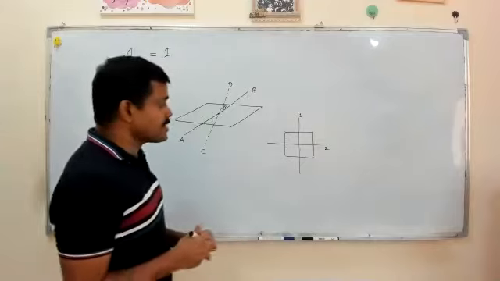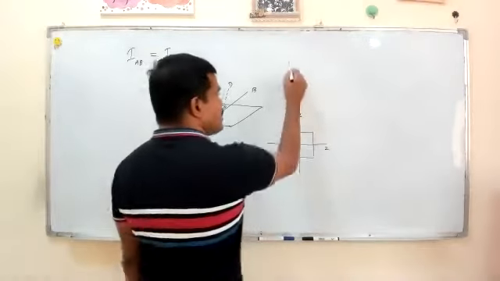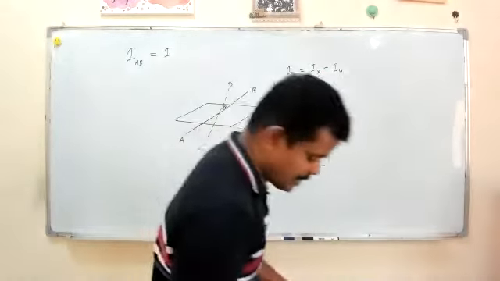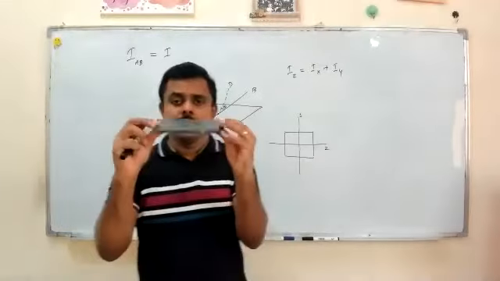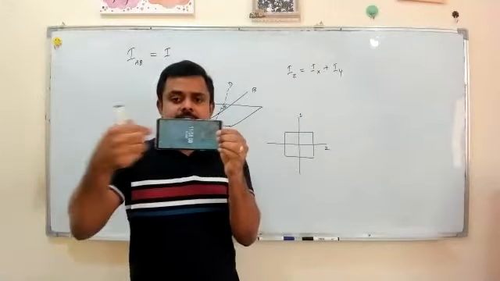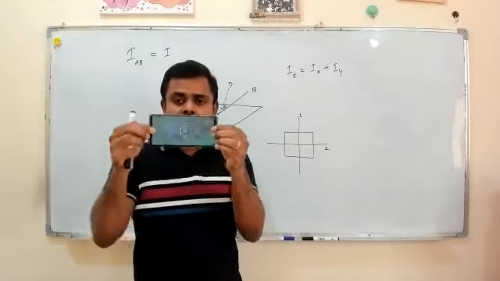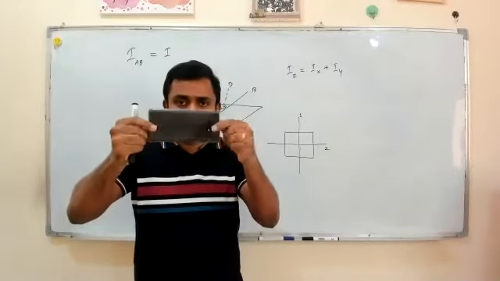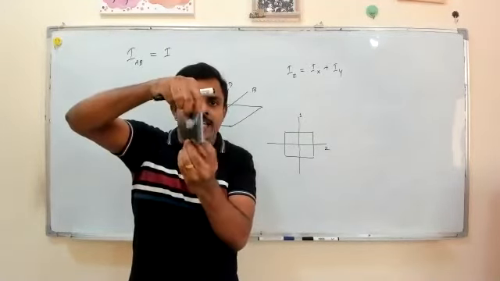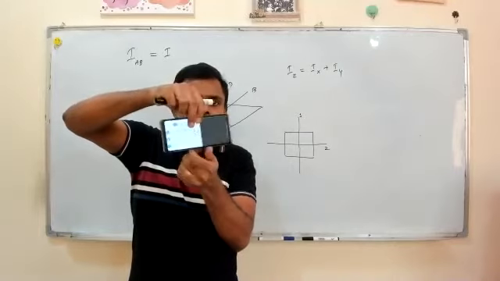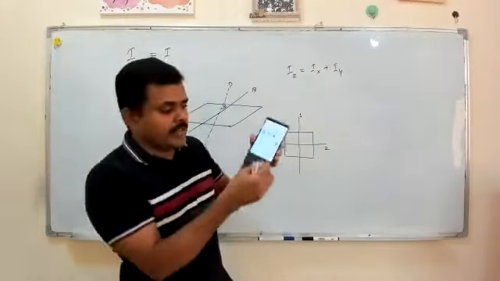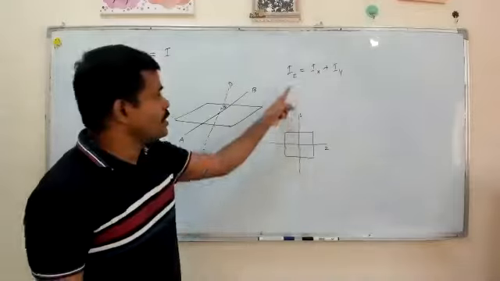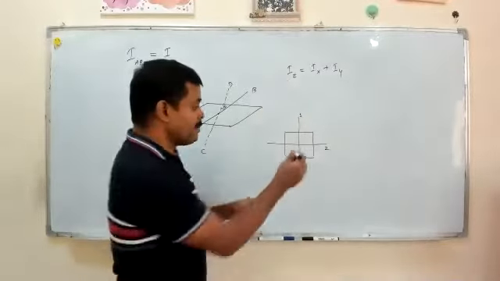Do you remember the perpendicular axis theorem? According to it, Iz is equal to Ix plus Iy. Just imagine this is a lamina with an x-axis and a y-axis. When you hold it along the x-axis and rotate, the moment of inertia is Ix. Hold it on the y-axis and rotate, it is Iy. Adding them gives the moment of inertia about the z-axis, perpendicular to it. So we have learned the theorem, Iz is equal to Ix plus Iy.